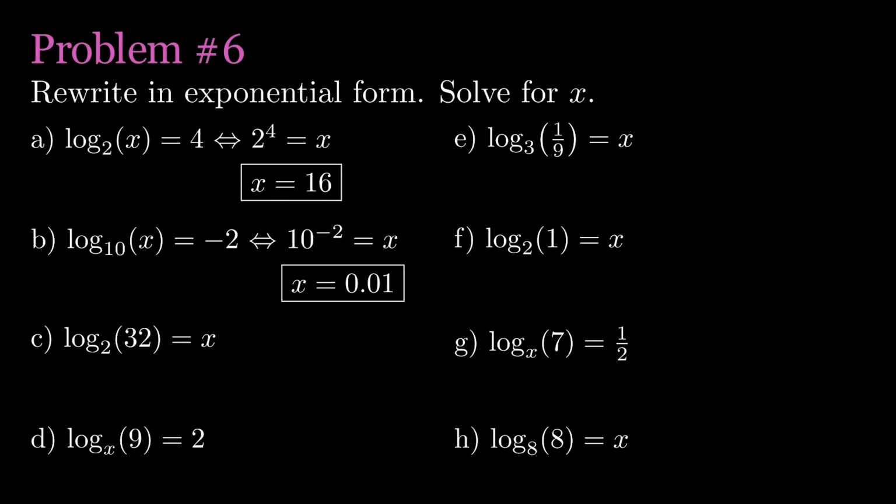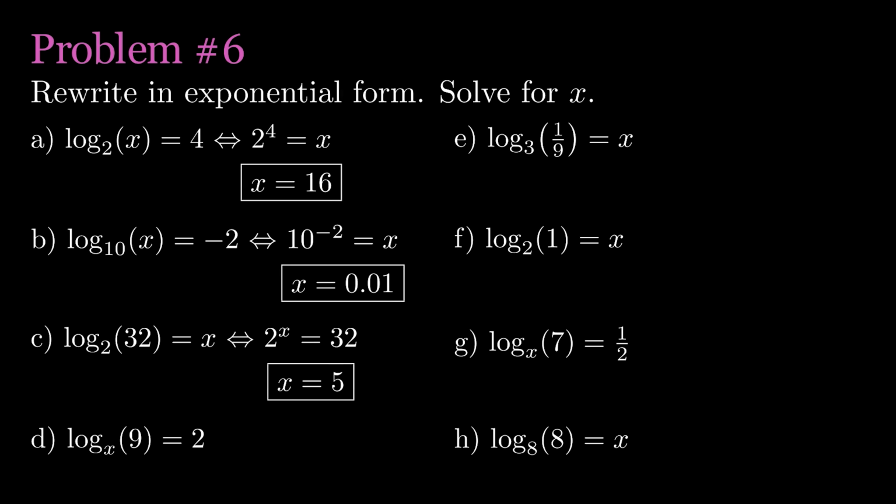In part C, x is on the other side of the equation, and it's simply equal to log base 2 of 32. So the exponential form of this equation, with the base of 2, the value of the exponent x, and the value of the exponential 32, will be 2 to the power of x equals 32. That's an exponential equation that we solve for x by asking what exponent imposed on 2 results in 32. And that exponent is 5. 2 to the power of 5 is 32.